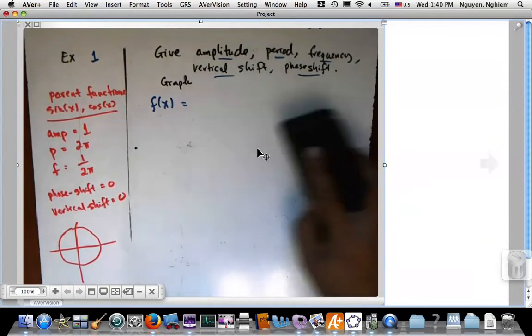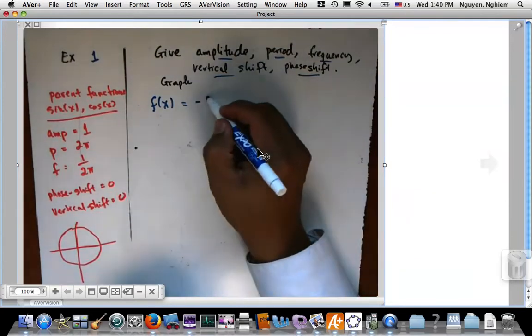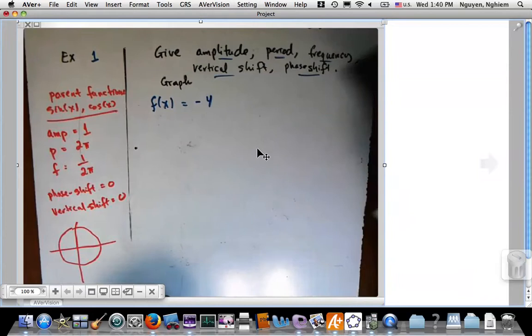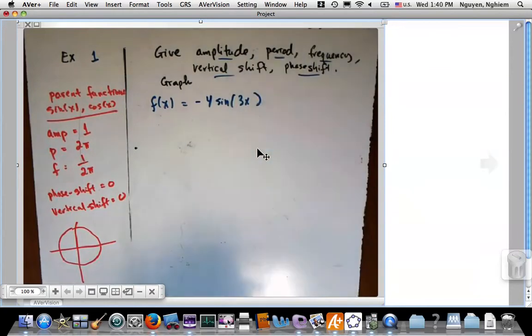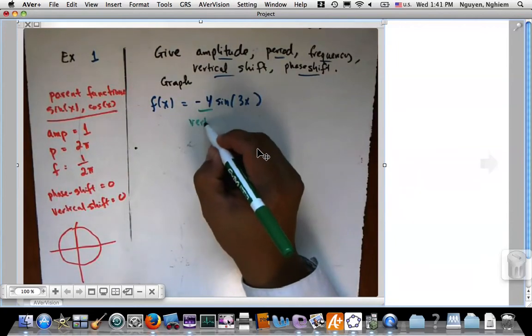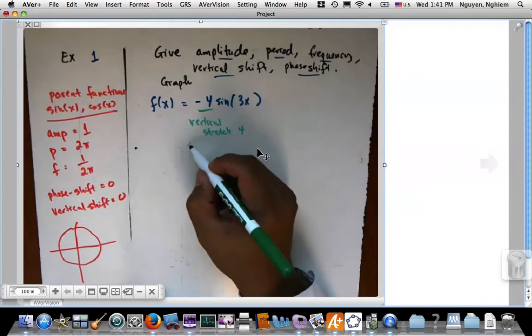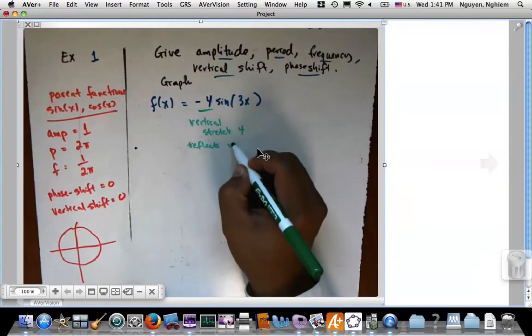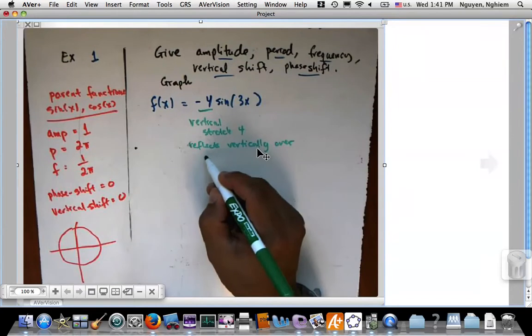And we're going to look at our new function, our second example here, which is f of x equals -4 times the sine of 3x. Okay. And as always, when there are transformations, you need to first of all figure out what those transformations are. So this here, 4, this is a vertical stretch of 4. The negative here reflects vertically over the x-axis.